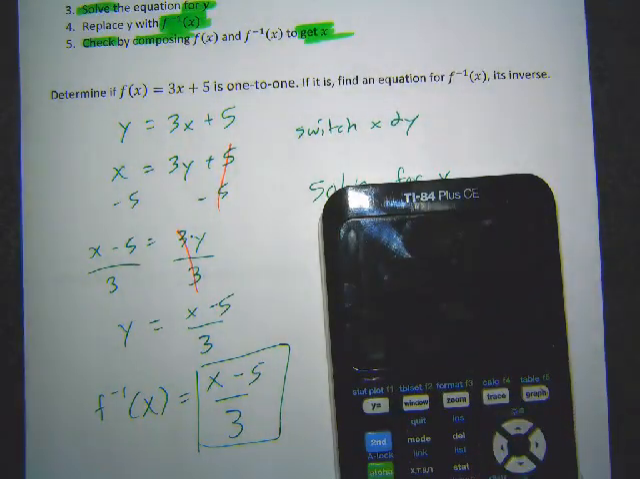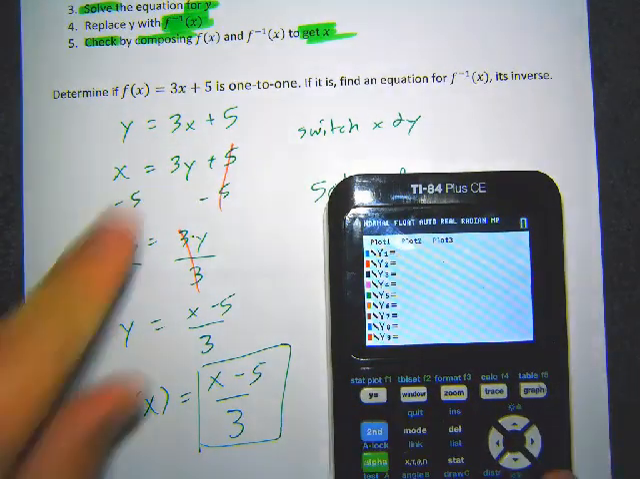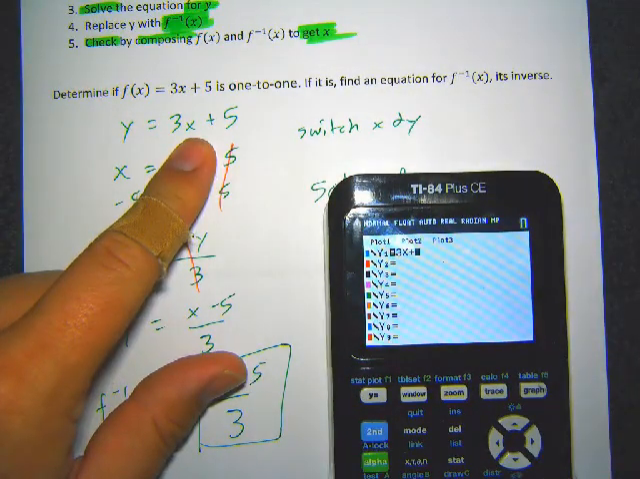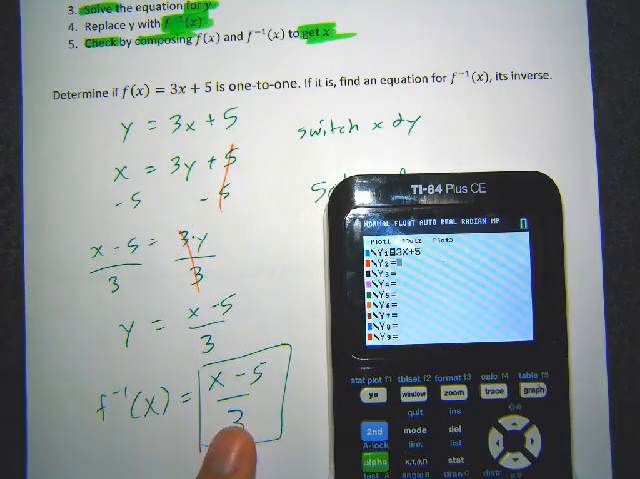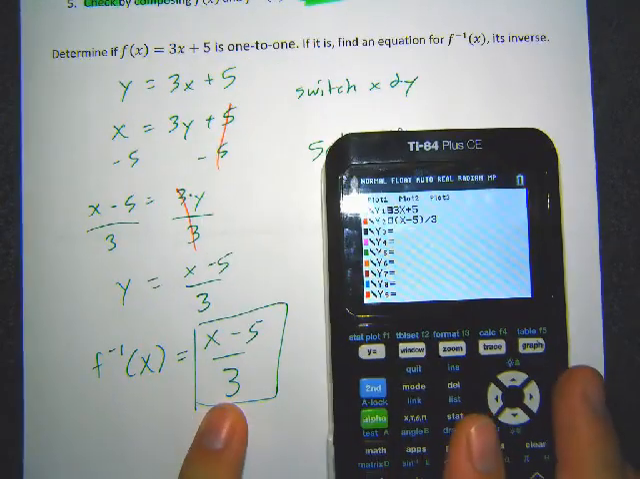Let's try that real quick. Let's plug both of these in. So I'm going to do y equals 3x plus 5. So that's the original one we started with. And then, in parentheses, x minus 5 divided by 3. Because we want everything on the top divided by 3.